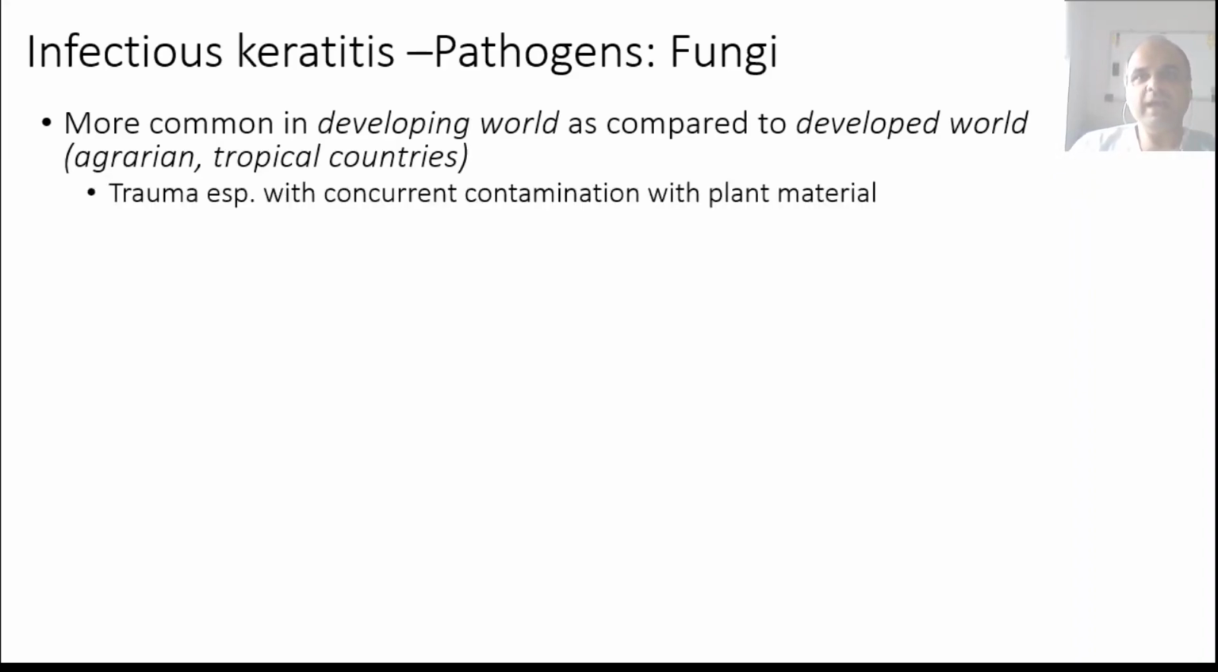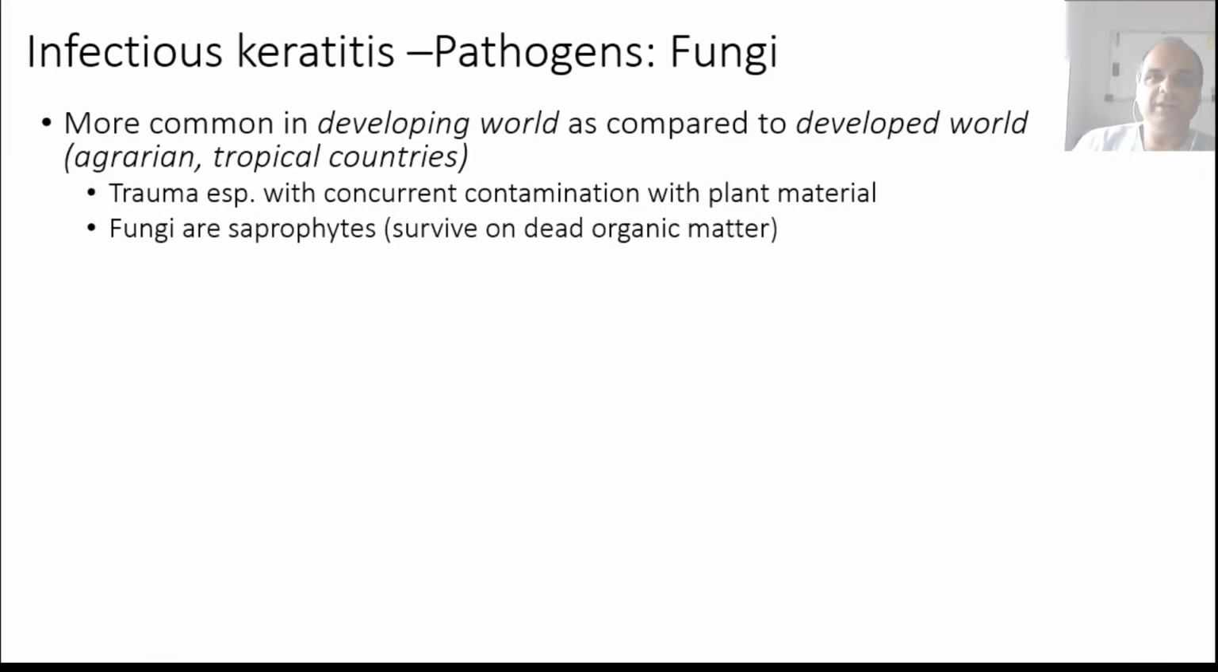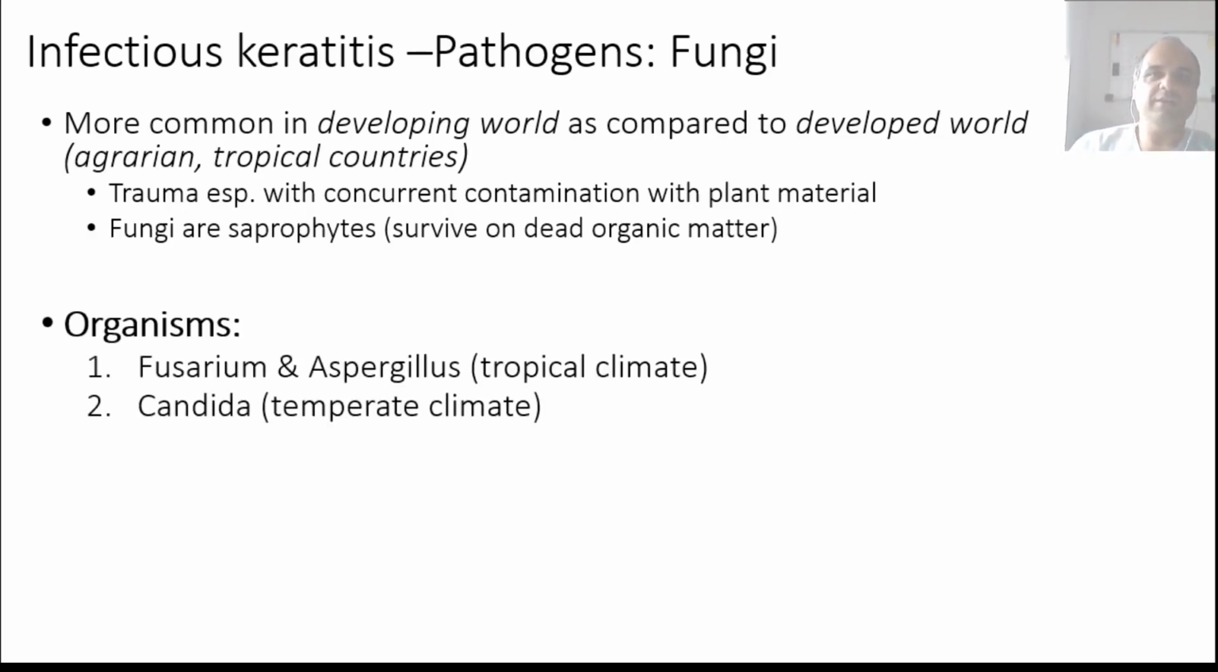So why agrarian? That is simply because fungi are saprophytes. They survive on dead organic matter. They don't eat living things, they eat dead things. And dead organic matter is usually somewhere where you have a lot of crops or fields, a lot of agricultural activity, and thus the association between the two. The organisms you see are Fusarium and Aspergillus in tropical climates, us, and in temperate climates, it's Candida. And the source is again external and is workplace related, as we just talked about.